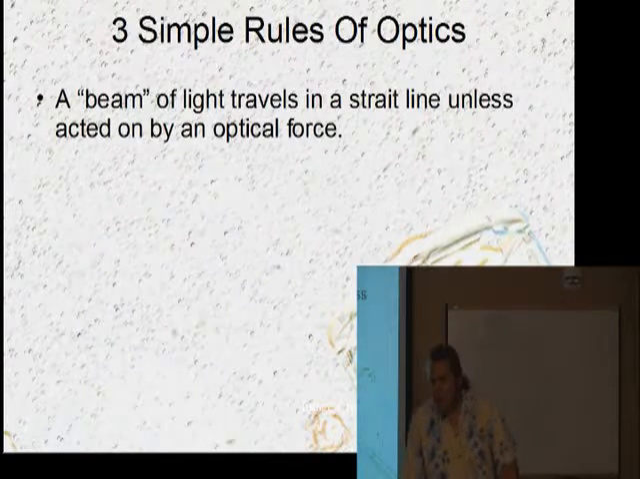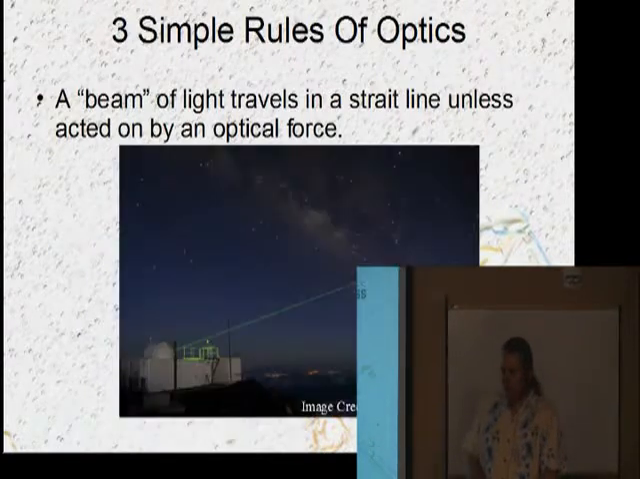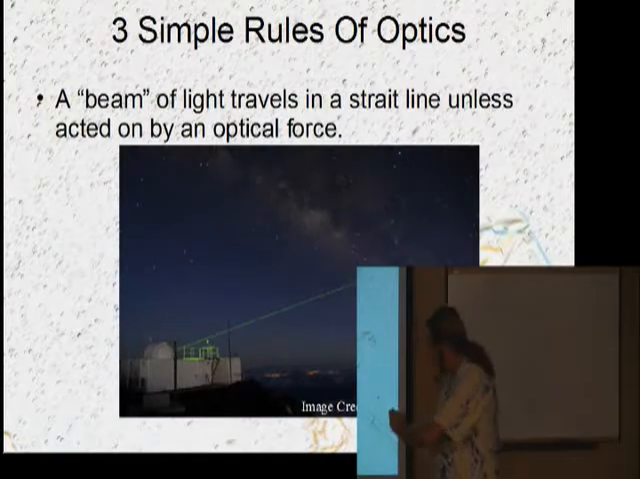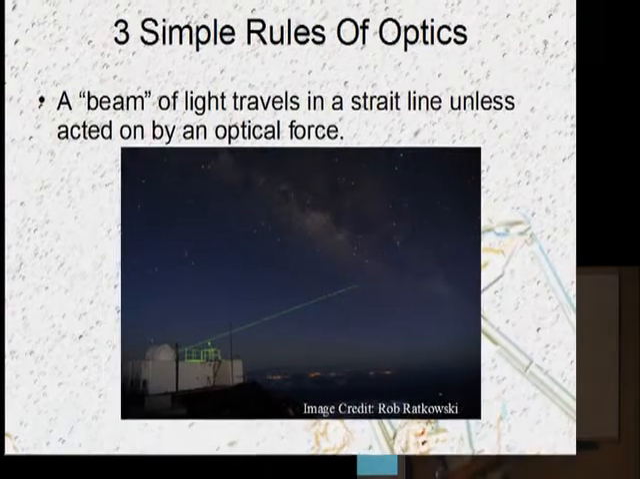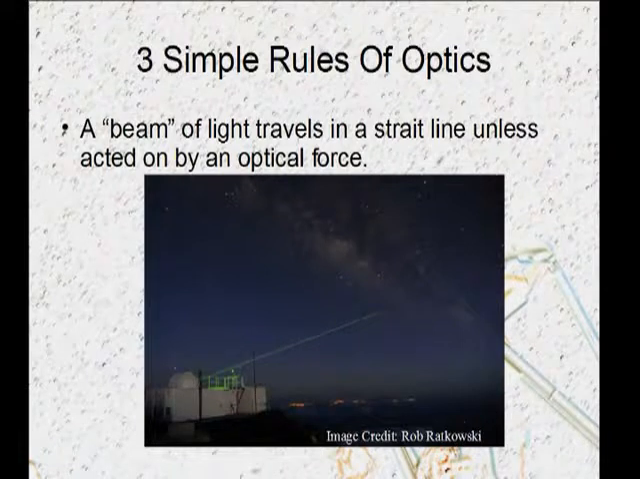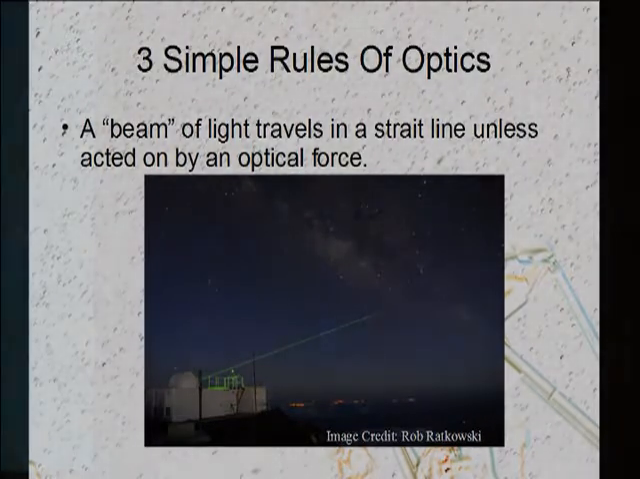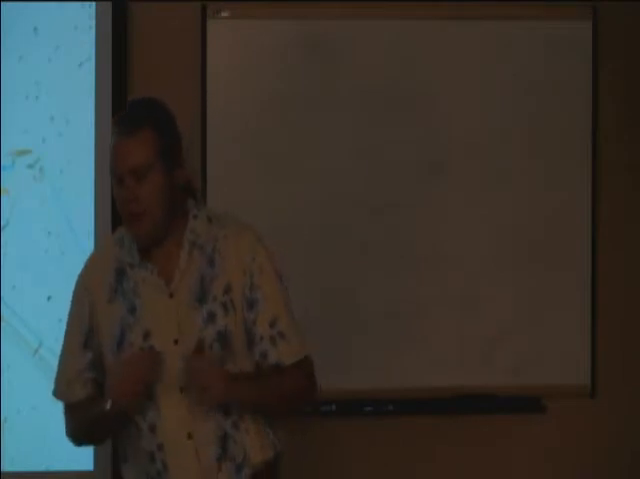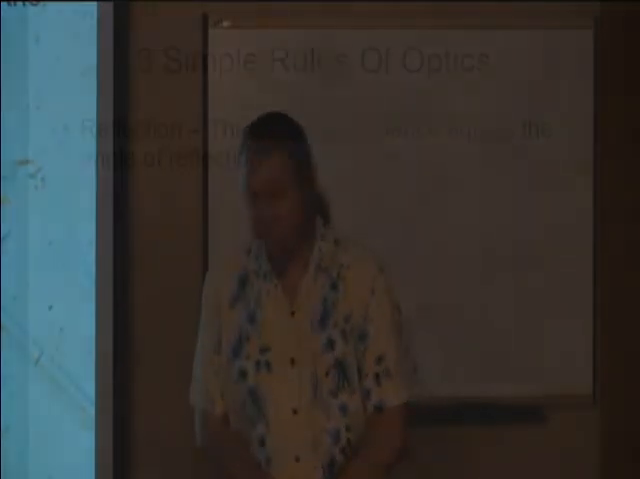Here's a nice picture of that. This is actually the laser ranging station up on the summit of Haleakala, and we see the beam of light coming out from the station and going up into the sky, and it is in a straight line. The second rule is reflection.